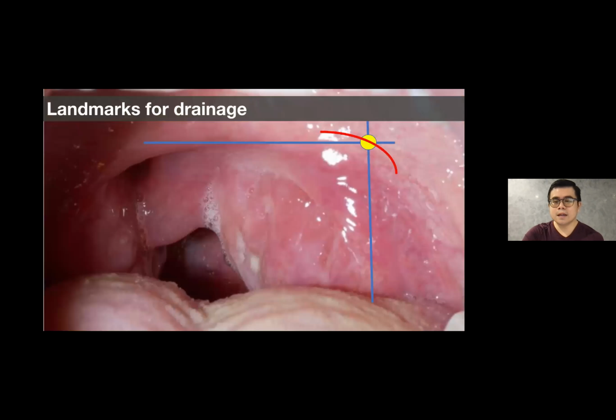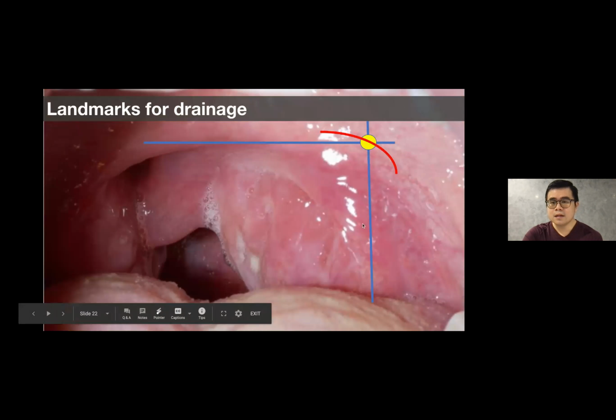So in terms of location of where to drain, the classic teaching in books is that you draw an imaginary horizontal line through the base of the uvula. So this is the uvula, and this is the base. You draw a line here, and then you draw a vertical line along the anterior pillar of the tonsillar fossa. And then the line of intersection is where you should put your needle in to try and see if there's any pus that you can aspirate.